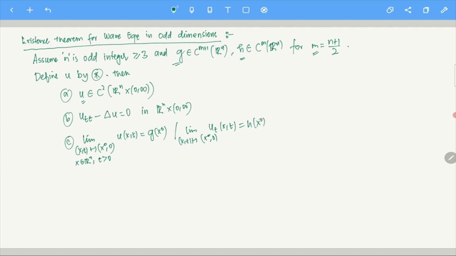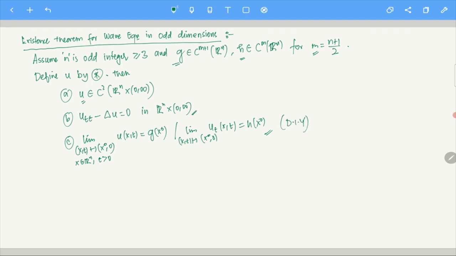Now I will actually ask you to verify the third part, at least that part. It's not very difficult to see. You just have to verify that that limit goes to g and this limit goes to h. That's all. So please do that part yourself, I'm not going to do that part. The first thing we have to check, let's see what we can do.